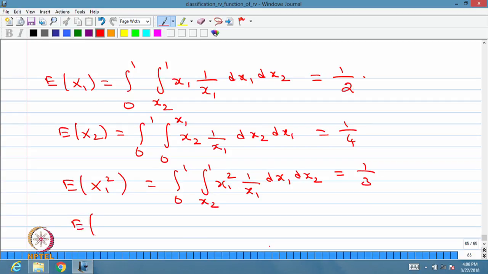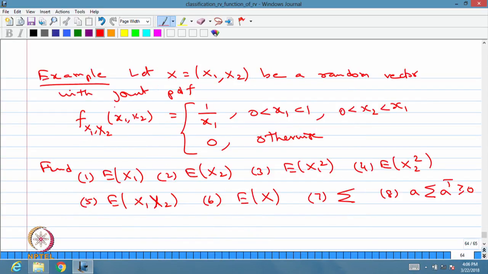Similarly, you can go for expectation of x2 square, that is again 0 to 1, 0 to x1, x2 square, 1 divided by x1, dx2 dx1. I am using the same definition again, that is same as 1 divided by 9. So till now we have got expectation of x1, expectation of x2, expectation of x1 square, expectation of x2 square.